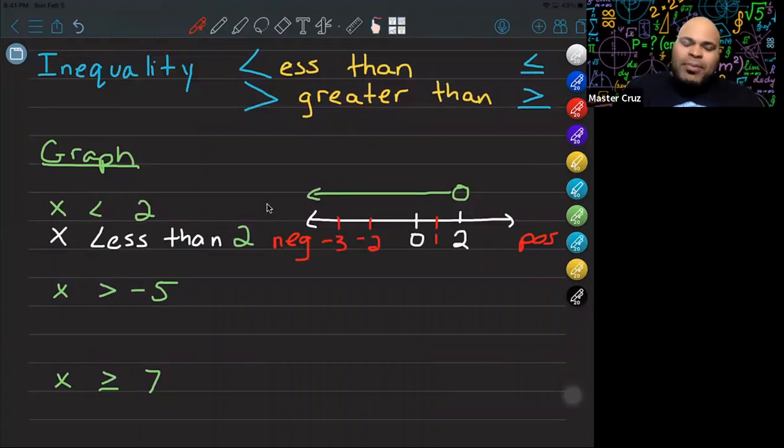Another way that you could think about it is that this right here is the head of an arrow. If this was the head of an arrow, that is terrible color contrast.